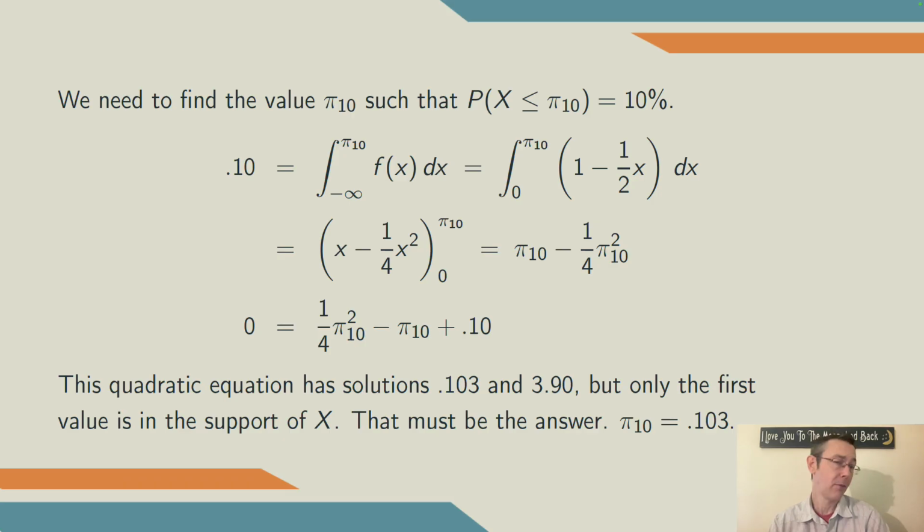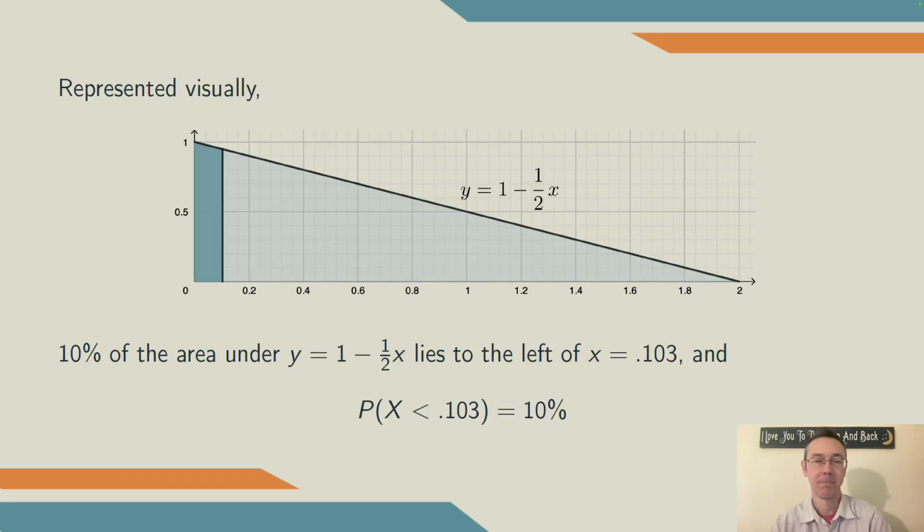So here's the math. We end up getting a quadratic out at the end, and that quadratic ends up having two solutions. But only one of them is in the support of the random variable. So this random variable only has non-zero probabilities between 0 and 2. So we ignore the 3.90 solution. The 10th percentile here must be 0.103.